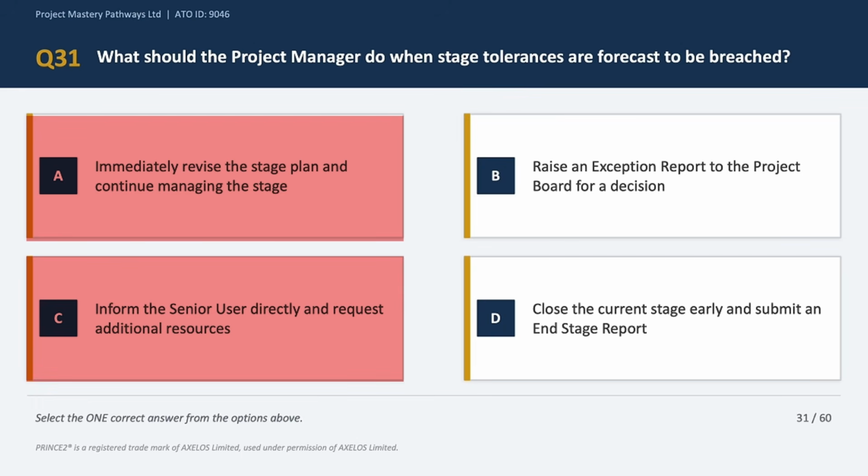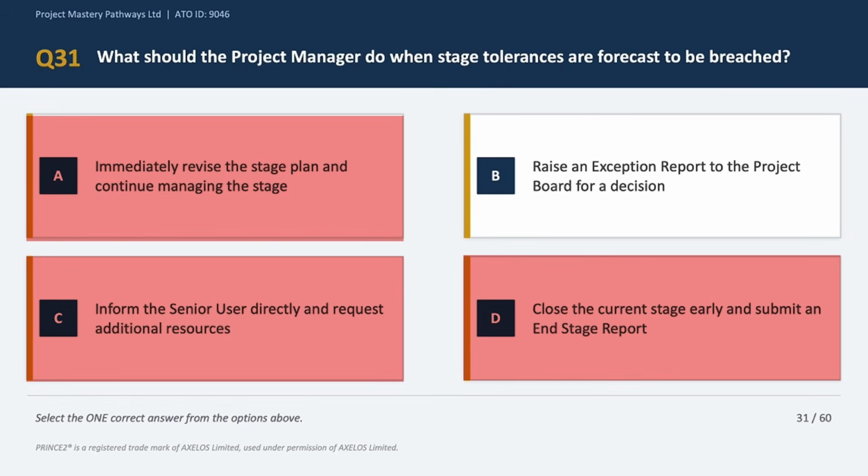Let's look at option D, which says to close the stage early and submit an end stage report. Now, that is not how PRINCE2 handles exception situations, right? Because closing the stage is not the right immediate response when there is an event where it's been forecast that the stage tolerances will be exceeded. So option D is an incorrect answer choice.